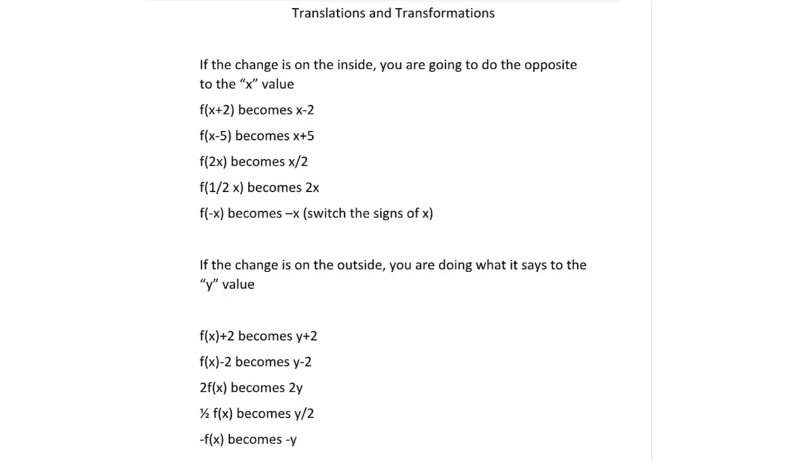So unlike f of x minus 5 changing to x plus 5, f of x minus 2 becomes y minus 2. And 2 times f of x becomes 2 times y. So pause the video now and write these notes down, because they're going to come into play on every other problem that we're going to do from this point forward.